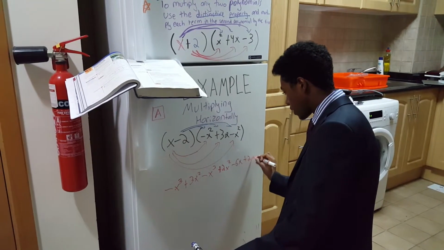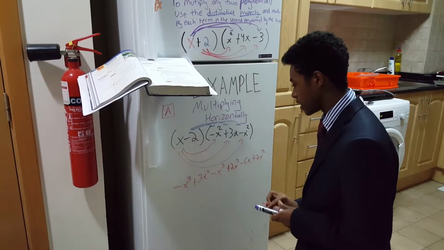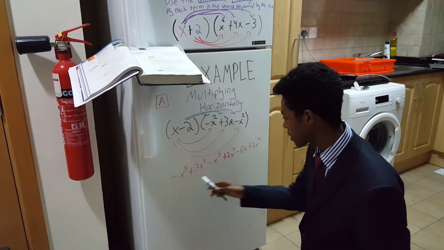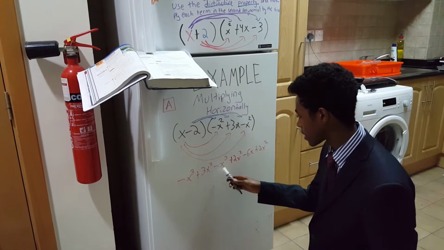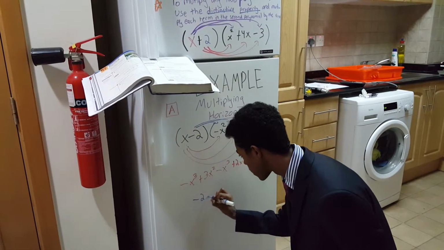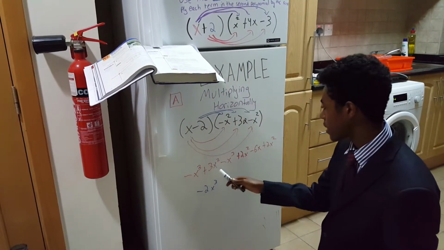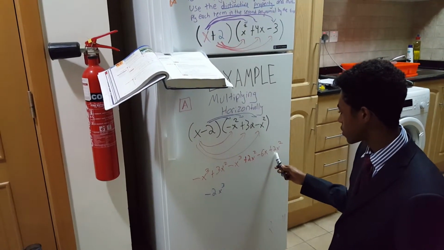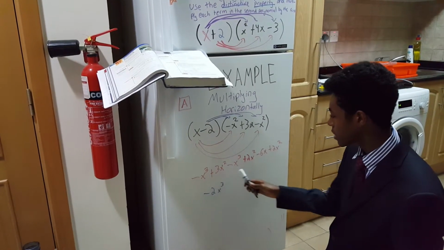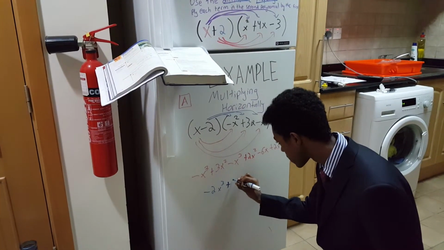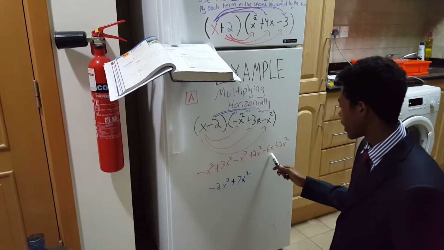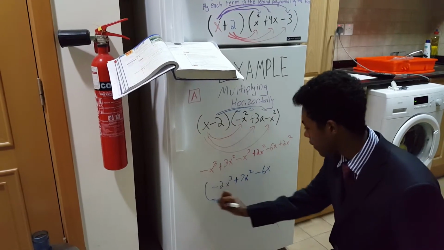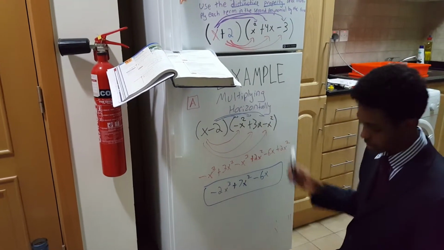positive 2x squared. So right now we have to simplify by combining like terms, which is negative x cubed minus x cubed, which is going to be negative 2x cubed, and plus 3x squared plus 2x squared plus 2x squared, which is 2 plus 2 plus 3, which is 7, so plus 7x squared. And we have a negative 6x left. So this is our final answer, multiplying horizontally.